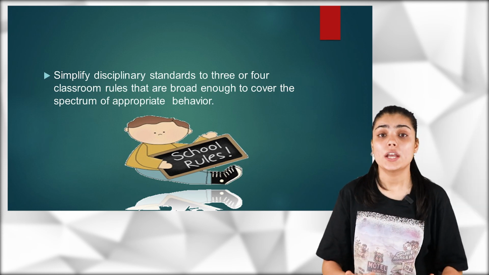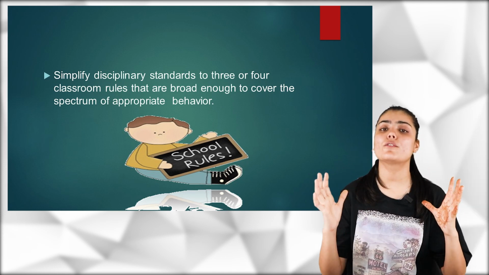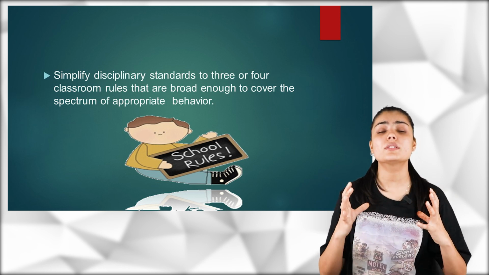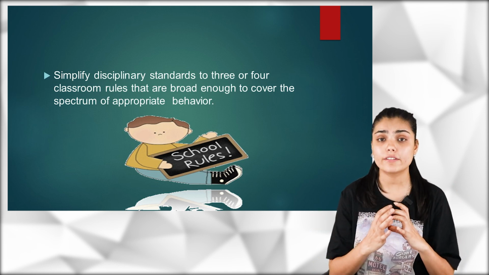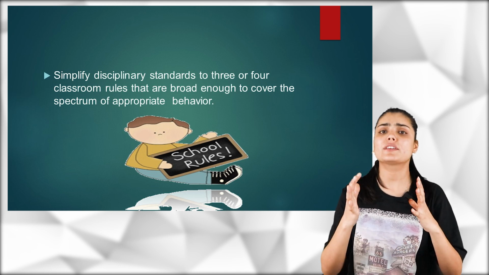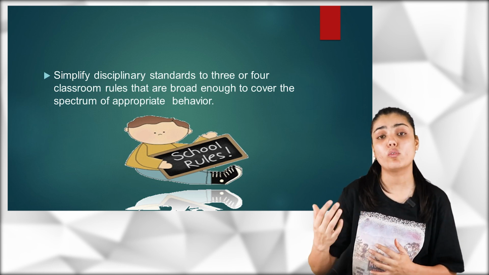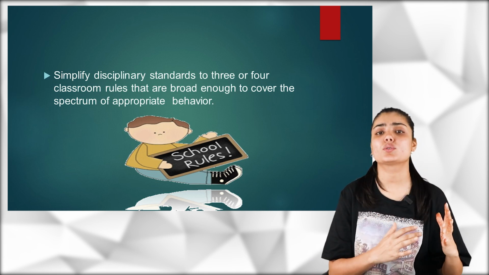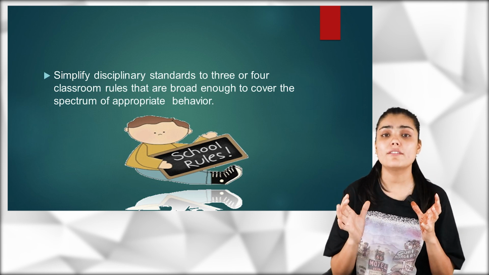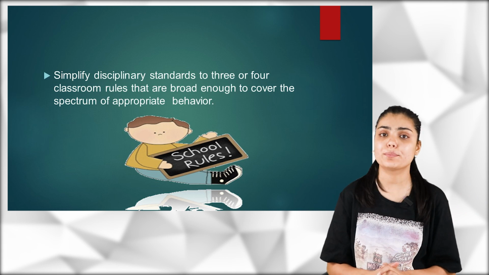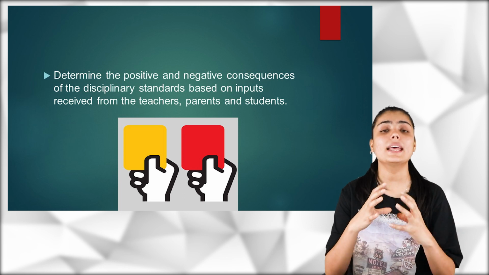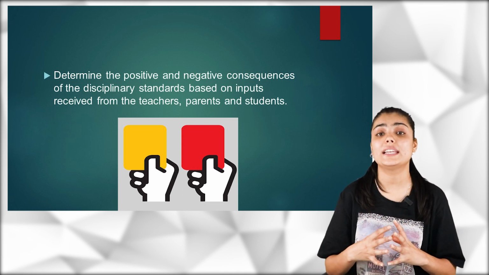So the first one says that we have to give simplified 3 or 4 classroom rules to the students. Now, what should be these rules? These rules must be broad enough to cover the spectrum of appropriate behavior expected from them. Instead of giving 100 rules for the students to follow, only 3 to 4 broad rules, but those rules must cover all the aspects of appropriate behavior that is to be followed. Next one is to determine the positive and the negative consequences of disciplinary action.